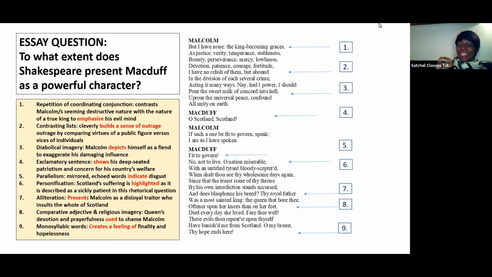And then he says, you do blaspheme. He, speaking in the third person first before he switches to second person, "blaspheme his breed." So this alliteration presents Malcolm as a traitor. He is insulting the whole of Scotland, his breed. He's not fit to be called Scottish, is what he's saying here. So can you see the power of his patriotism, his selflessness, his desire to see his country's welfare, to see his country whole, and the fact that he rejects evil and temptation? He's being powerful here. And then he talks about the old king being saintly, but also he talks about the old queen.